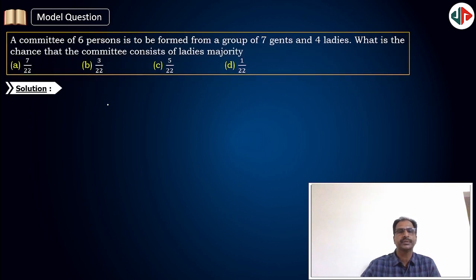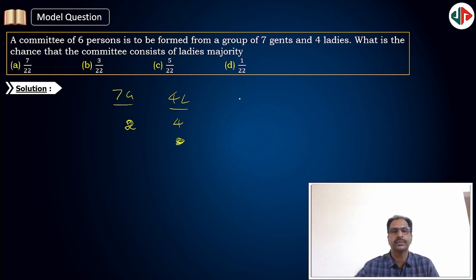Next, a committee of 6 persons is to be formed from a group of 7 gents and 4 ladies. What is the chance that the committee consists of a ladies majority? So ladies should be in majority. I have to select 6 persons. So I can select 4 ladies, 2 gents, altogether 6. If I select 3 ladies, then 3 gents, but majority should be ladies, so this is the only possibility.